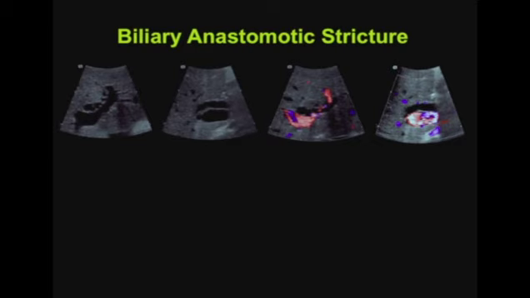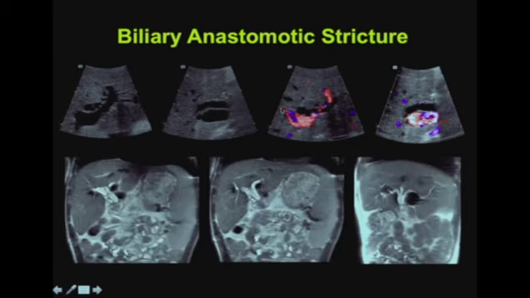So here's a patient with a biliary anastomotic stricture. We see too many tubes within the liver on the grayscale images. This is a vessel, and this is dilated common bile duct and intrahepatic ducts. And these findings are confirmed by MR cholangiography here on the bottom row.